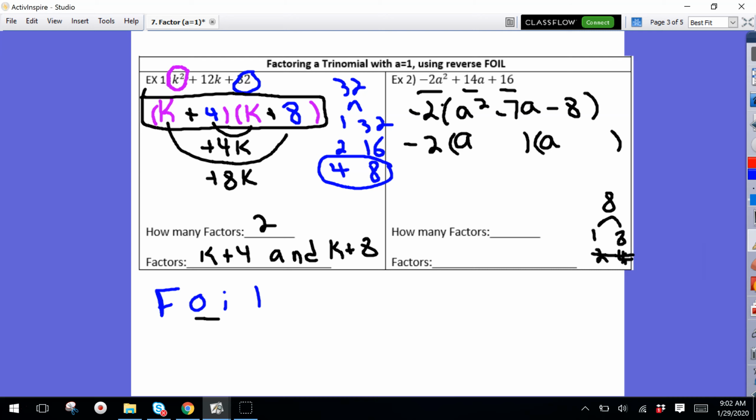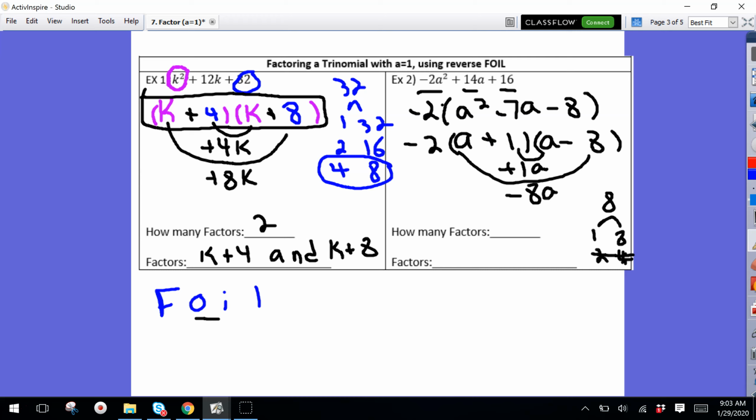All right, so this doesn't work. So let's try 1 and 8. So our inner would be 1a. Our outer would be 8a. I need a -7a. So technically they would subtract to get 7, but the bigger number needs to be negative. The smaller number needs to be positive, so that they can combine to be a -7. We like to call this the smiley face method. So if I follow the smiley face here, the -8a is the one that's negative. So that means the 8 is negative, and the 1 needs to be positive.